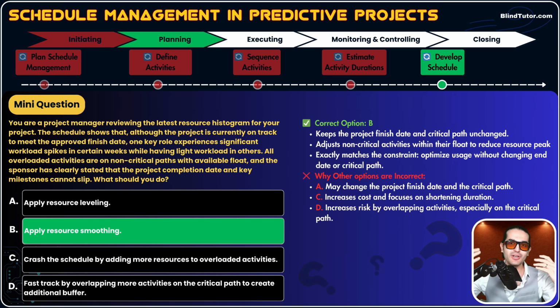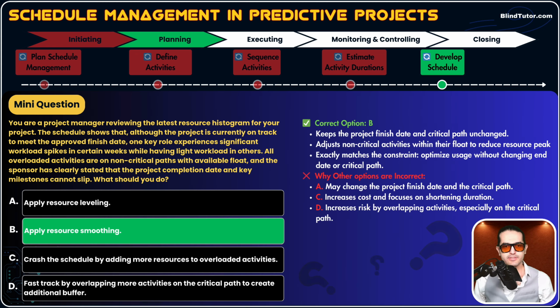Okay, this is another criterion that you need to consider. And remember, leveling changes, smoothing does not change the finish date. Leveling changes, smoothing does not change. Just try to remember it with a little bit of dance or music. And resource smoothing adjusts non-critical activities within their float to reduce resource peaks. Exactly matches the constraints. Optimize usage without changing the date or critical path. Why is A incorrect, guys? A was resource leveling. It will change the project finish date. That's why it is incorrect.